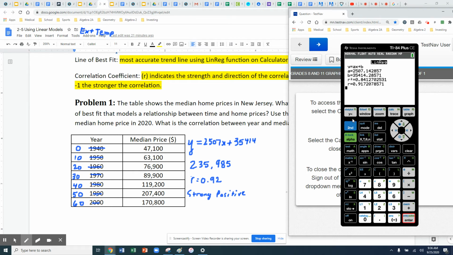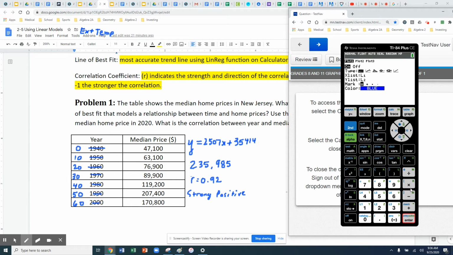Some advanced things that we can do is graph scatter plots on our calculator. The next thing we can do is take this data that we made and make a scatter plot. To do that, you're going to hit second stat plot. This is going to open up all the scatter plots that you can make. You're going to hit enter on plot 1. We are going to make sure it's turned on.